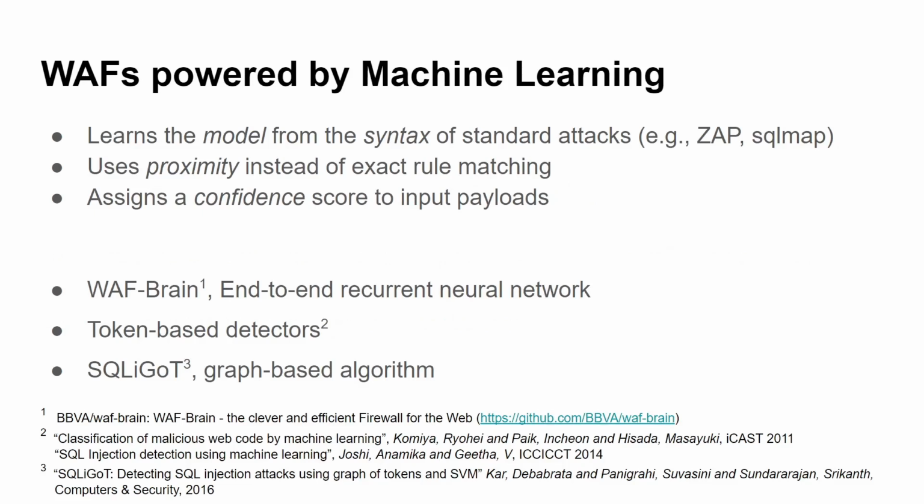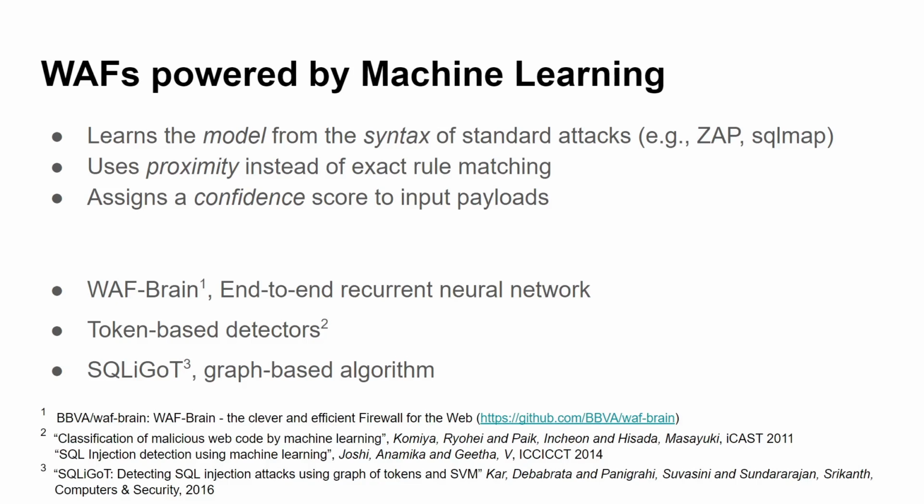So another instance of web application firewalls is machine learning based web application firewalls. The advantages are that web application firewalls based on machine learning are able to create a model which is based on the syntax of standard attacks, and we can train that on standard attack frameworks like OWASP ZAP or SQL map. Instead of using exact matching rules as the signature-based ones, we have a metric of proximity in which an attack is classified as malicious or not on a spectrum, and then we have a threshold to decide on which side the attack falls. This spectrum is also referred to as confidence score. We have the confidence of the input payload, which is given by the WAF.